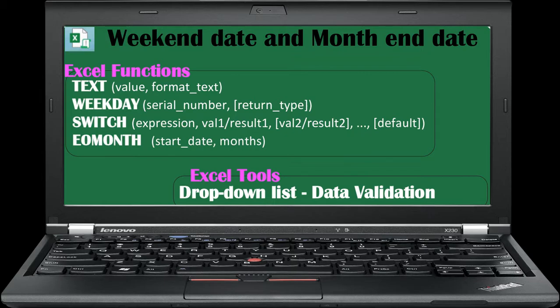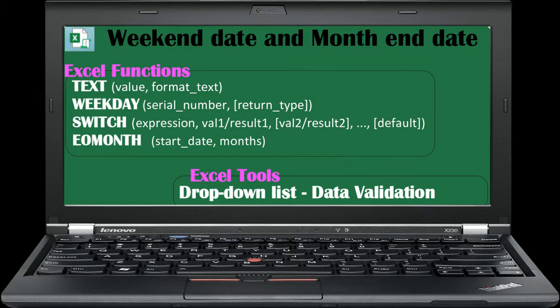The Excel TEXT function returns a number in a given number format, as text. You can use the TEXT function to embed formatted numbers inside a string. The Excel WEEKDAY function takes a date and returns a number between 1 to 7 representing the day of the week. In case of return type 11, WEEKDAY returns 7 for Sunday and 1 for Monday.